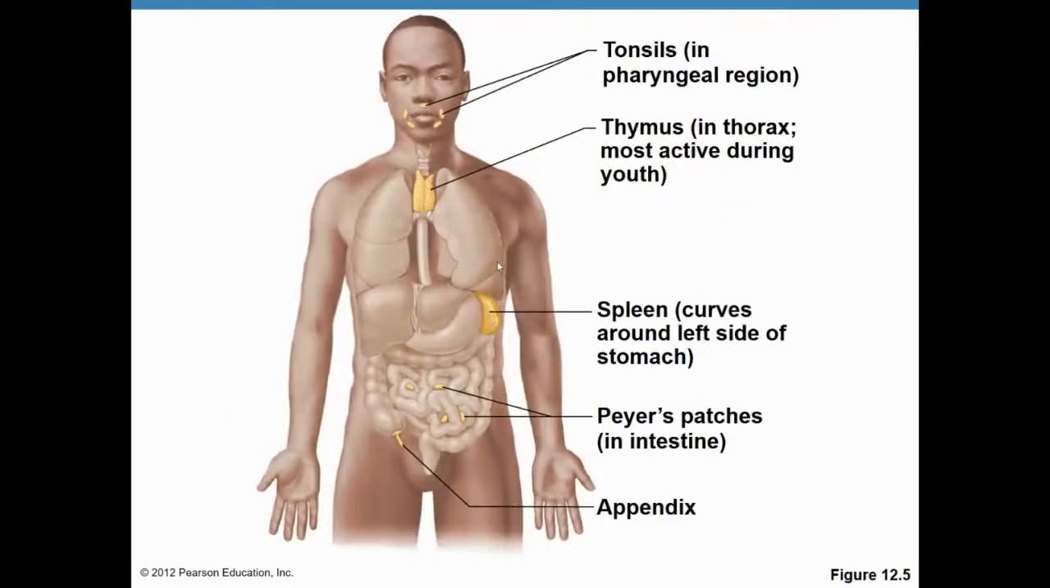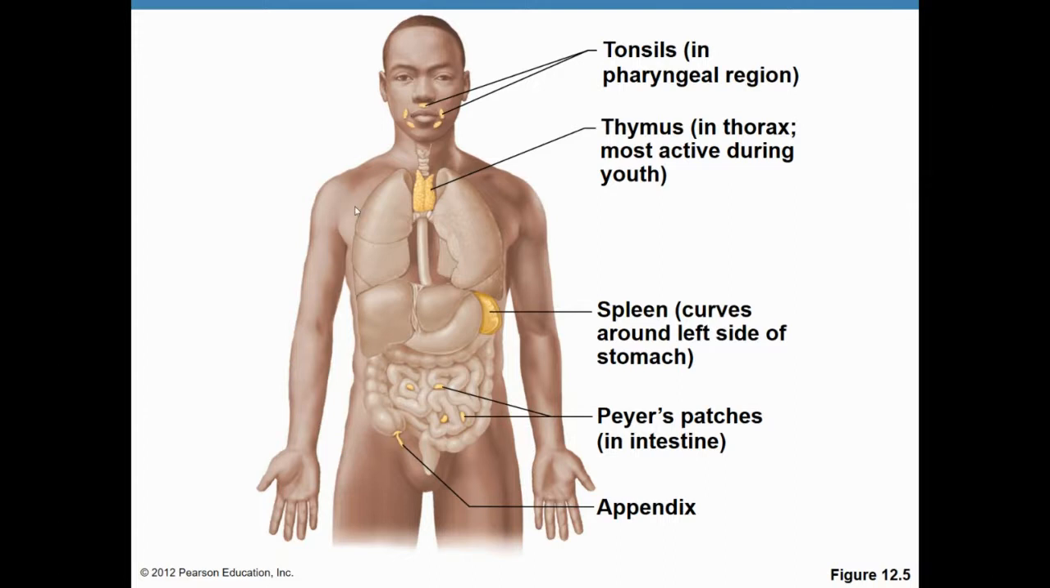All right, so here are some of our other lymphoid organs. So we have the tonsils, and the tonsils form a ring of lymphatic tissue in our pharynx. And the pharynx is a tube that is shared by your respiratory tract and your digestive tract. So anything that's coming in through the nasal cavity or through the oral cavity is going to have a chance to be analyzed by those lymphocytes and macrophages that are in your tonsils.